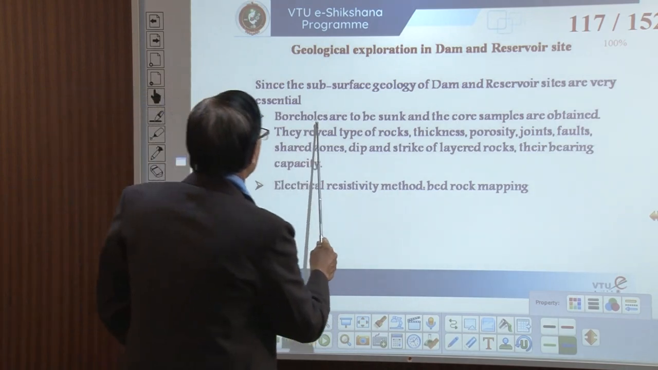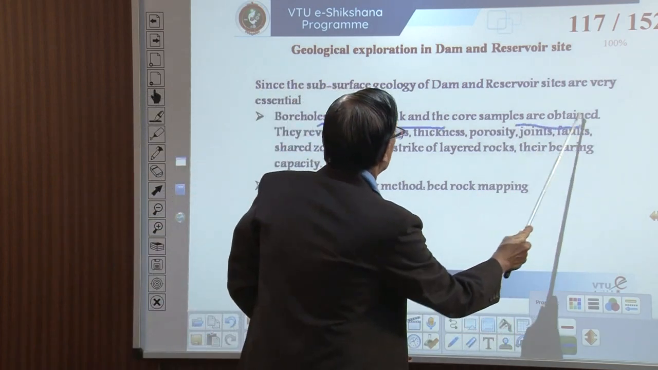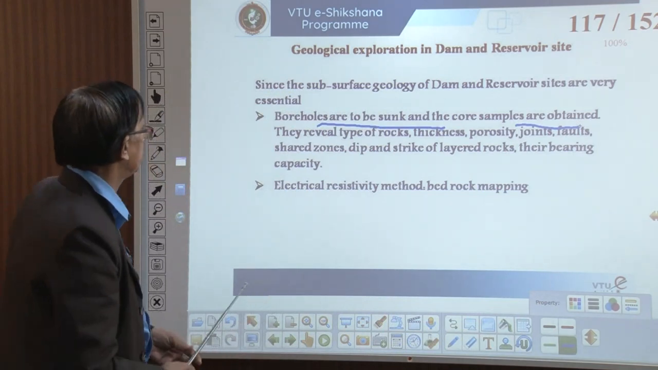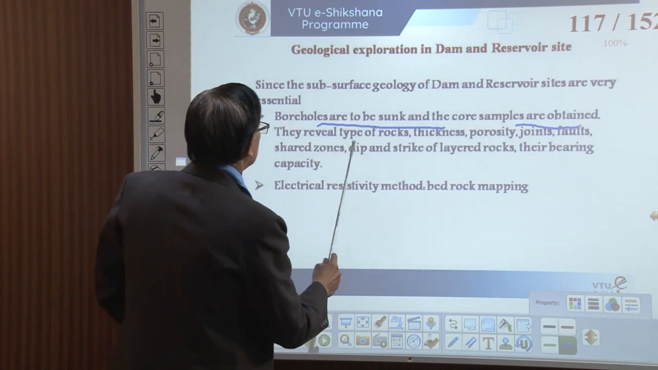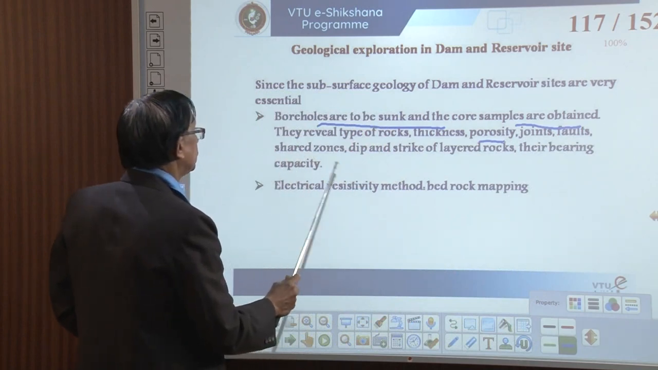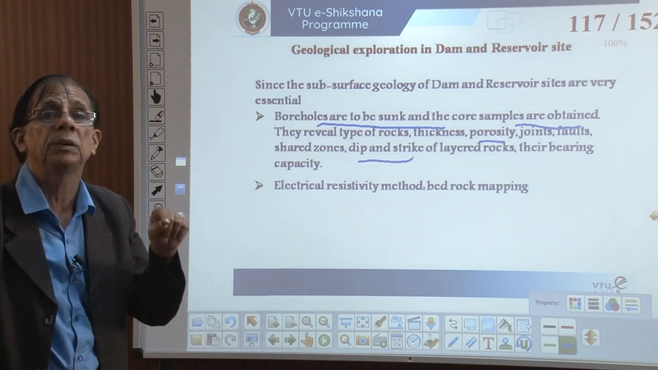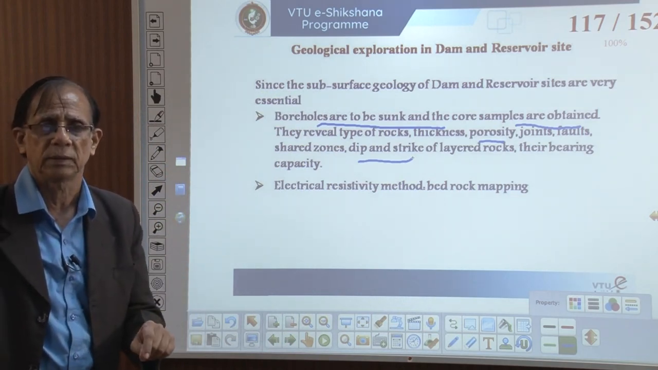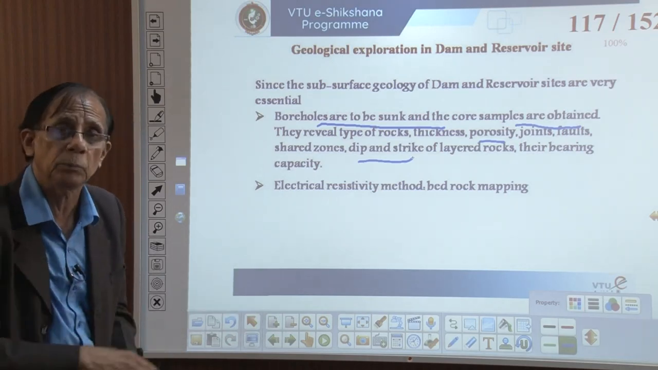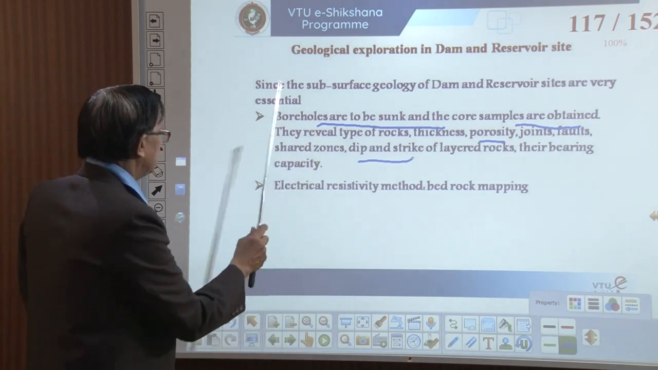Therefore, I may take several boreholes and take core samples to the laboratory, to understand their porosity, permeability, many things. They reveal which type of rock, their thickness, porosity, joints, faults, shear zone, dip and strike of layers. Everything I have to consider influences their load bearing capacity. So, I will also prepare a geological map, collect the samples, bring them to the laboratory.